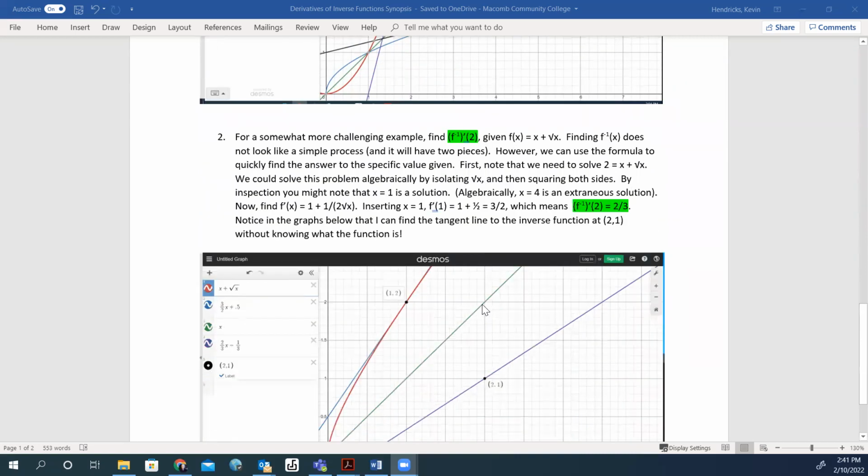So where can we actually use it to our benefit? Because in that previous example, we really didn't need to use the formula to find it. What about something like number 2 here, where we're looking at finding the derivative of the inverse function of x plus square root of x, evaluated at 2?